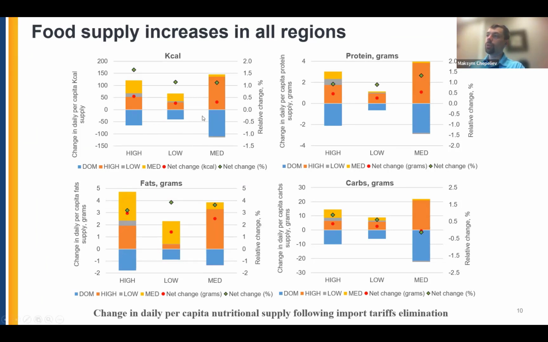So we have a reduction in domestic food supply because imported food is becoming relatively cheaper compared to domestic food production. And so we see an increase of food imports from different destinations, and we can also trace in this database changes in proteins, fats, carb supply, and changes are in the range of up to 4% in case of fats in the low income countries, and between 1 and 2% for kilocalories.